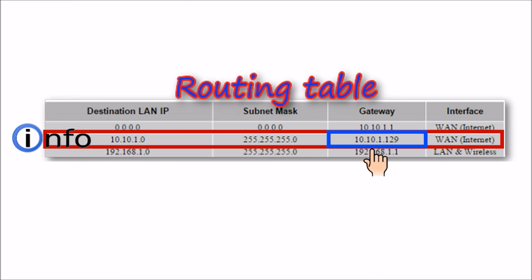Second is the gateway's IP address. This is the IP address for the next router one hop away. And finally is the type of interface that will be used for sending the packet. For home routers, this will be the LAN or the WAN interface.